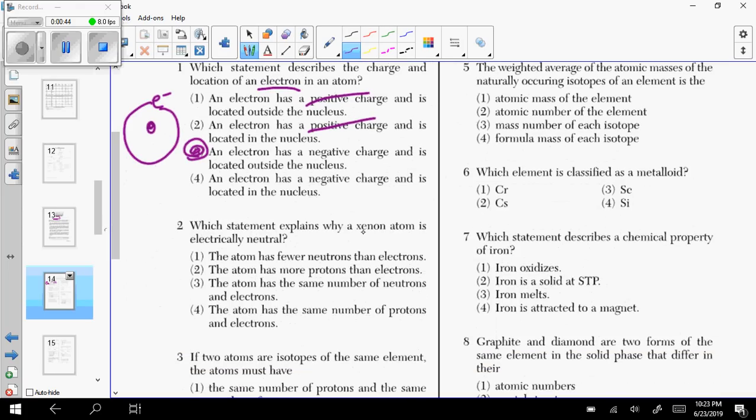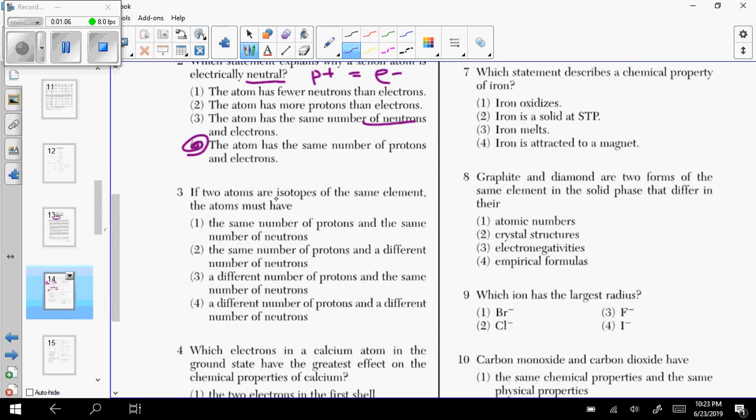Which statement explains why a xenon atom is electrically neutral? So something is neutral because the number of protons, which are positive, is the same as the number of electrons, and those are negative. So it's because it has the same number of, not neutrons, protons and electrons.